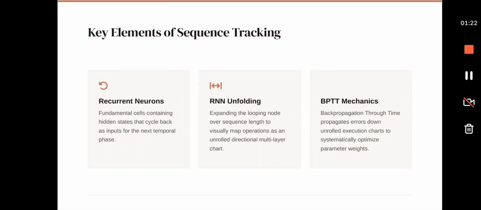Now, let us look at the three main pillars of the fundamental units of the network. First, they contain hidden states that cycle back to the input for the next step. Second is RNN unfolding. This is a computational visualization of the network, unrolling the loop over the length of the input sentence. Finally, we have backpropagation through time, or BPTT. This is the mathematical algorithm we use to train the network, propagating errors backward through the unrolled flowchart to optimize the weights.